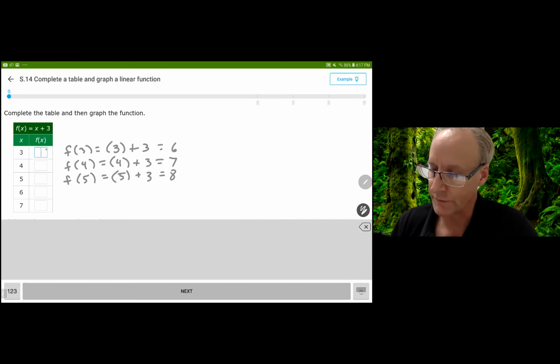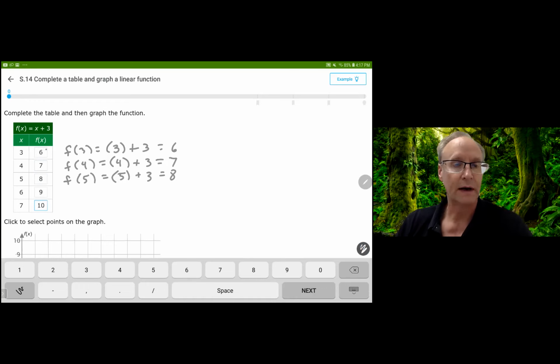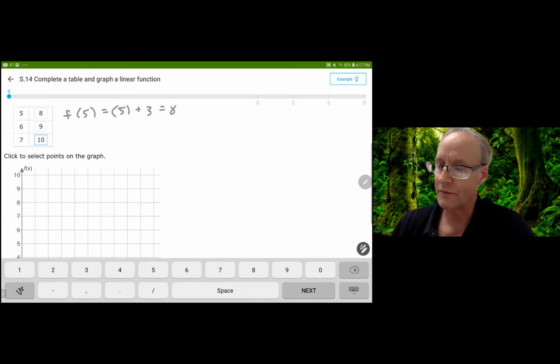I'm going to close this out for a second. So I've got 6, 7, 8, 9, of course, and 10. Be careful, make sure that these are actually one after the other, because otherwise the pattern won't hold. Obviously, we can add 3 in our head. Now we're supposed to graph the points.